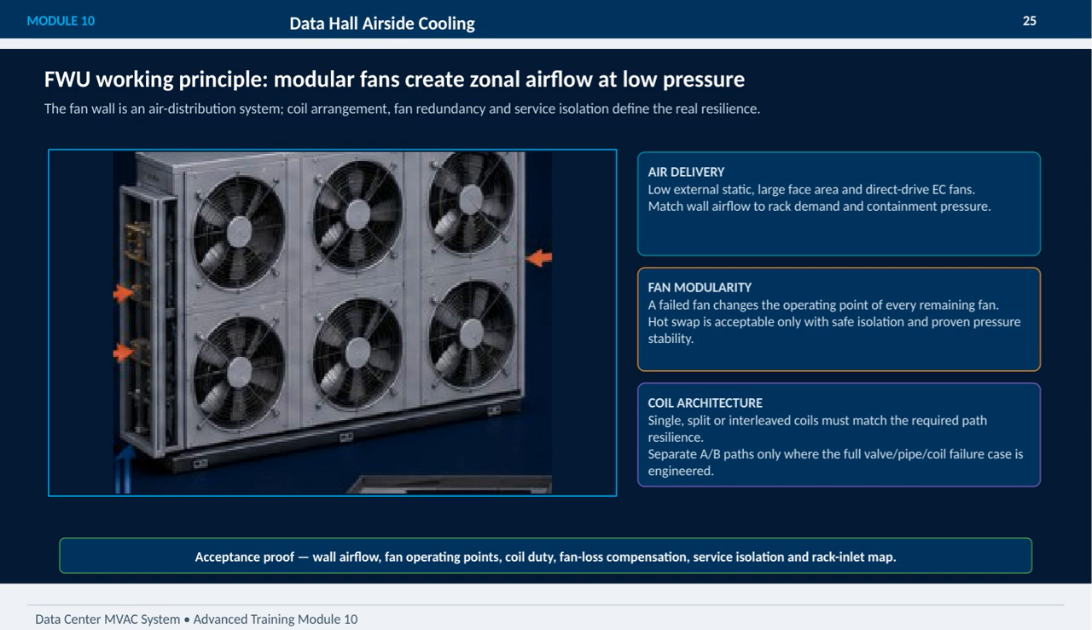Fan modularity plays a key role. If one fan fails, it impacts the operating point of all remaining fans. That's why hot swapping is only safe when there's proper isolation and confirmed pressure stability. Regarding coil architecture, the setup, whether single, split, or interleaved coils, must be designed to meet the required path resilience. Separate A-B paths are only necessary when the full failure case involving valves, pipes, and coils is carefully engineered. Finally, acceptance proof is critical. This includes verifying wall airflow, fan operating points, coil duty, fan loss compensation, service isolation, and the rack inlet map, to ensure everything performs reliably under all conditions.